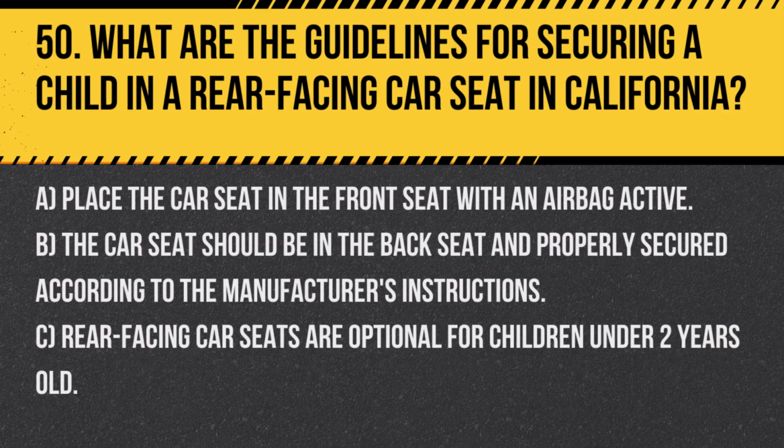Question 50. What are the guidelines for securing a child in a rear-facing car seat in California? A. Place the car seat in the front seat with an airbag active. B. The car seat should be in the back seat and properly secured according to the manufacturer's instructions. C. Rear-facing car seats are optional for children under 2 years old. Answer B. The car seat should be in the back seat and properly secured according to the manufacturer's instructions. This positioning ensures the safety and security of young children in vehicles.